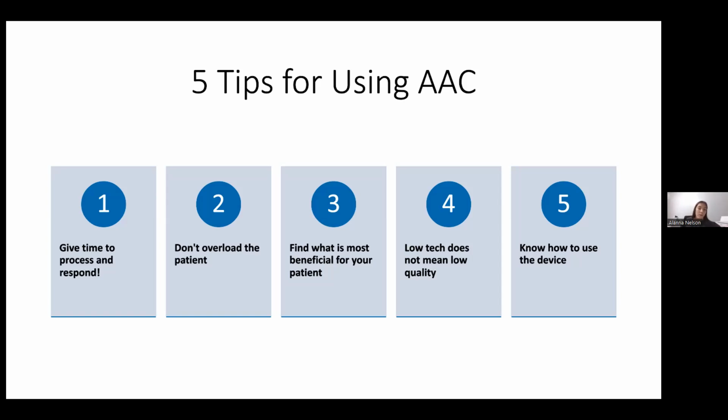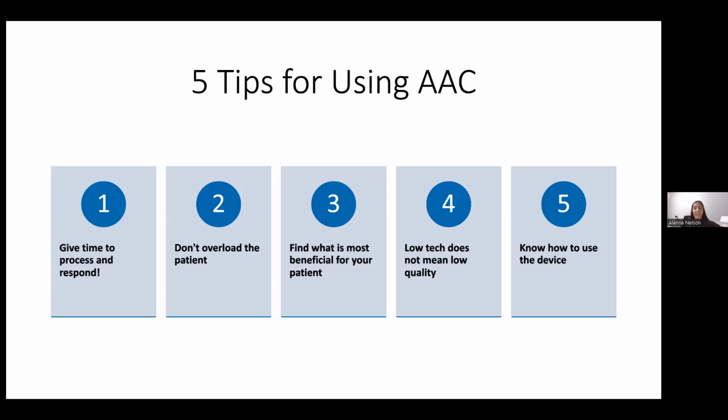Tip number 3 is then find what is most beneficial for your patient. As we discussed, there are a lot of options when deciding to use AAC with your patients, and you need to keep in mind that all patients are different and what may work with one may not fit another person's needs. And some things to consider when deciding which device to use with your patient is their age, their level of cognitive functioning, what they need out of the device. And so, for example, some patients may show more difficulties navigating higher tech options, whereas other patients may prefer a higher tech option.